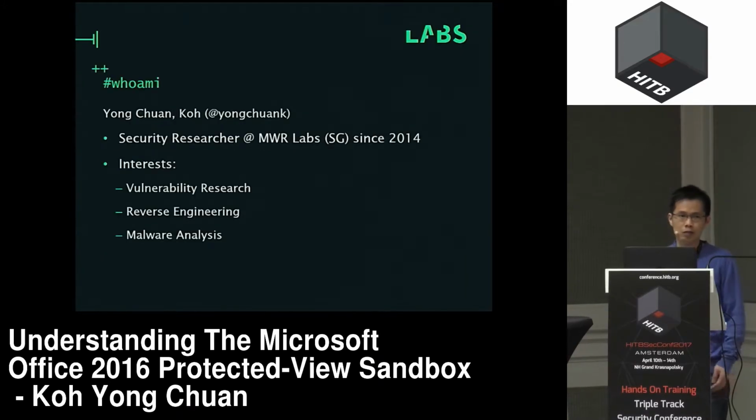A little bit about myself. My first name is Yong Chuan, and you can call me Yong for short. And I am a security researcher with NWR Labs since it started in Singapore in 2014. Personally, I am interested in vulnerability research, in particular those that are in Windows applications, and also reverse engineering to find the root cause of the bugs, just to see how that happens, and to make fun of the developers' mistakes.